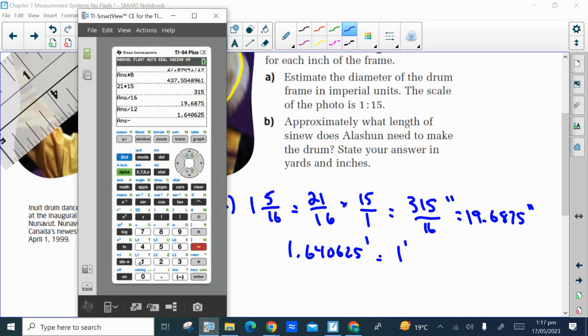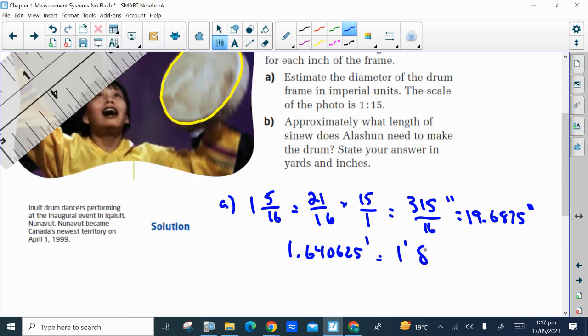And if we take away the 1 foot from that number, that's the portion of the foot that's left. Multiply that by 12 for inches. And round to the nearest inch, approximately 1 foot 8 inches is the diameter.